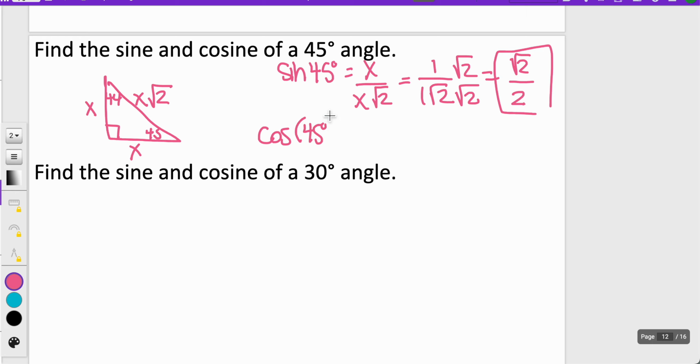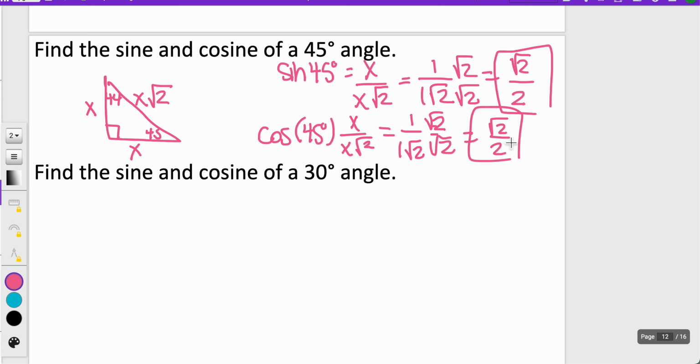of 45 degrees, cosine is adjacent over hypotenuse, and that's still going to be the same thing because adjacent next to 45 is x, hypotenuse is still x square root 2, which I can take as 1 over 1 square root 2, and then we saw how that worked out. Square root 2 top and bottom, square root 2 over 2 is my simplified version, okay?